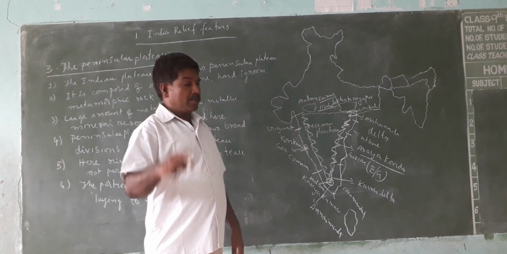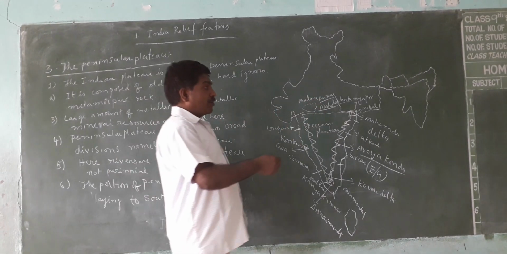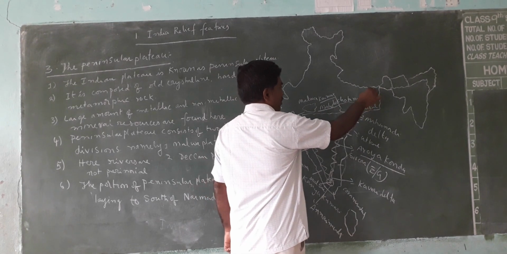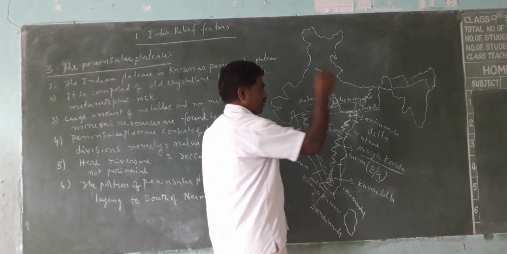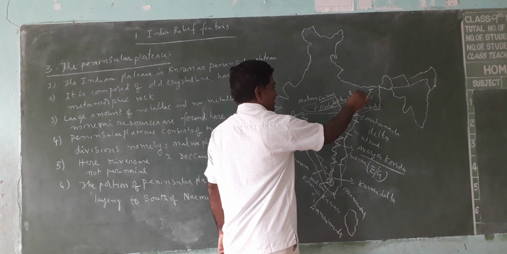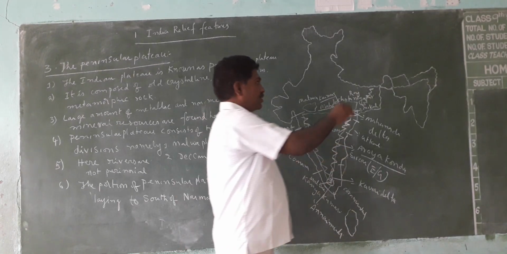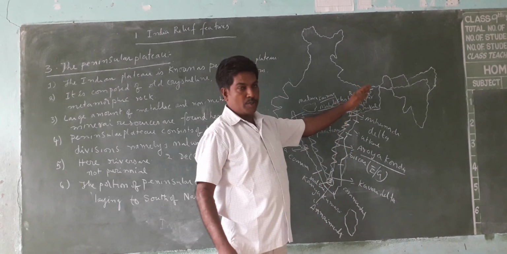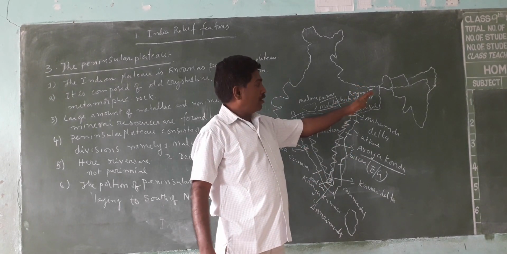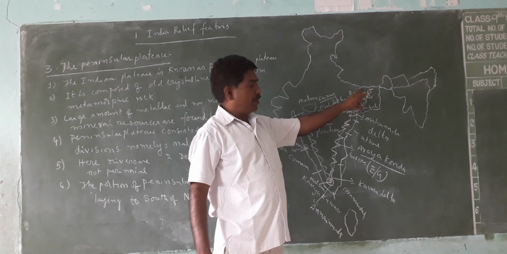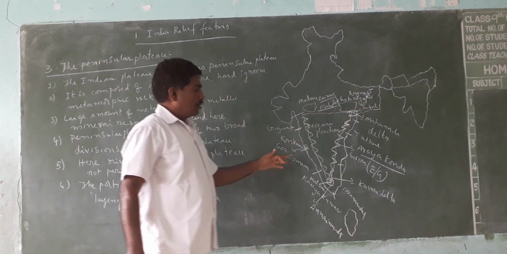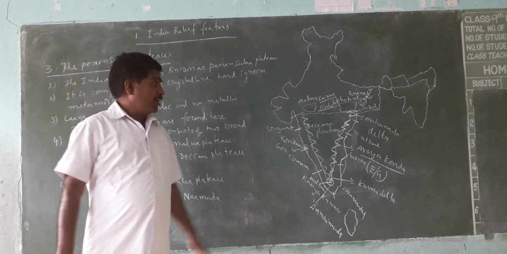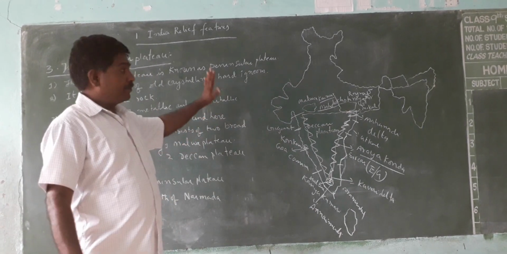And one more important thing is there. The continuation of Maikal range is going towards Bihar. What is that? This is called Rajmahal Hills, also a continuation of Maikal range. This is the source of rains in North India, especially Bihar.